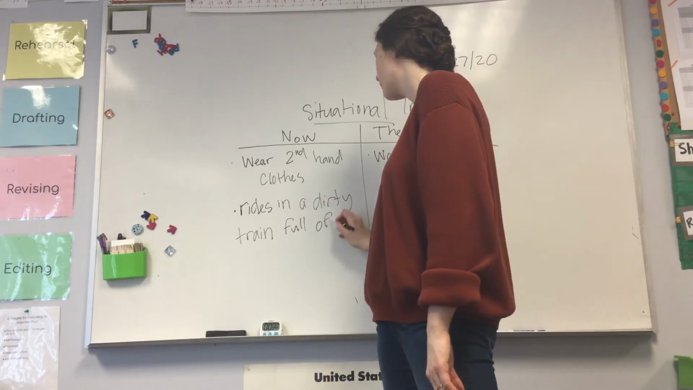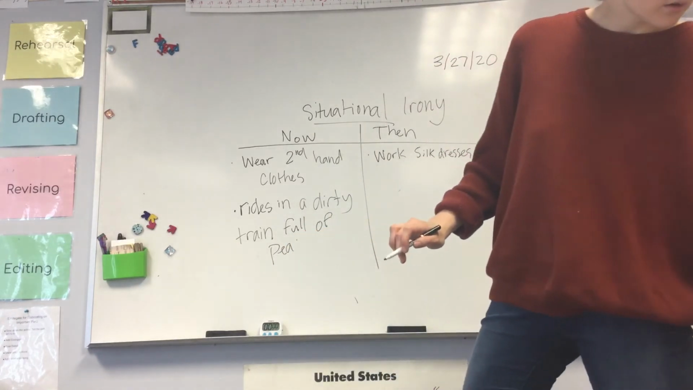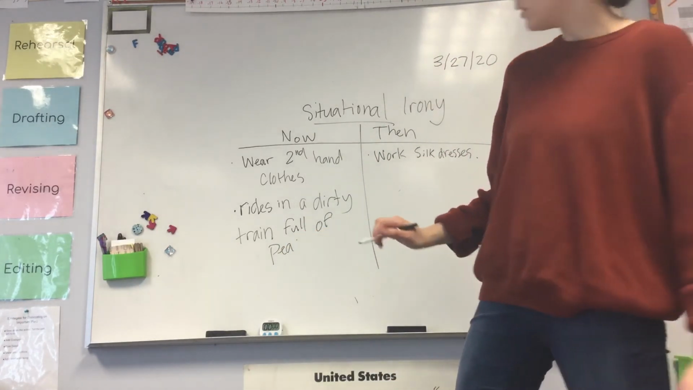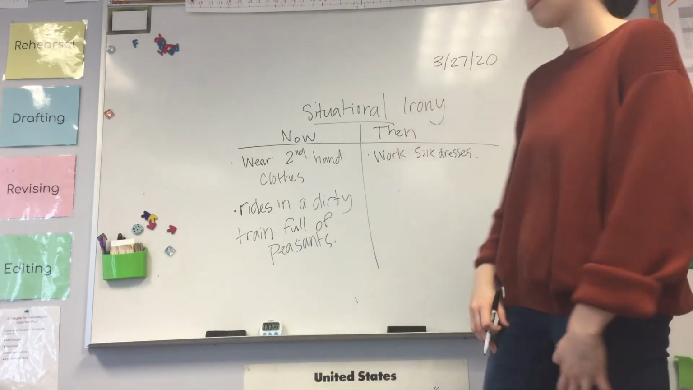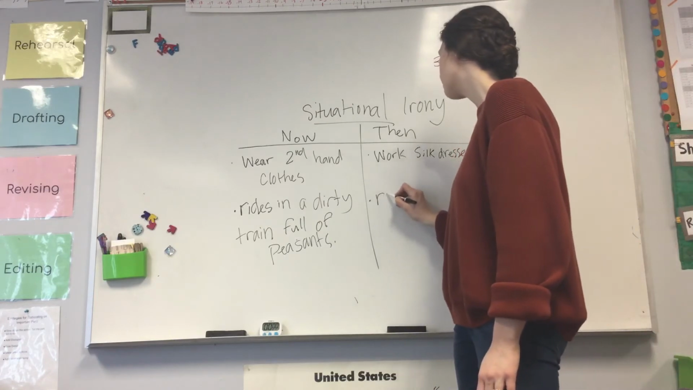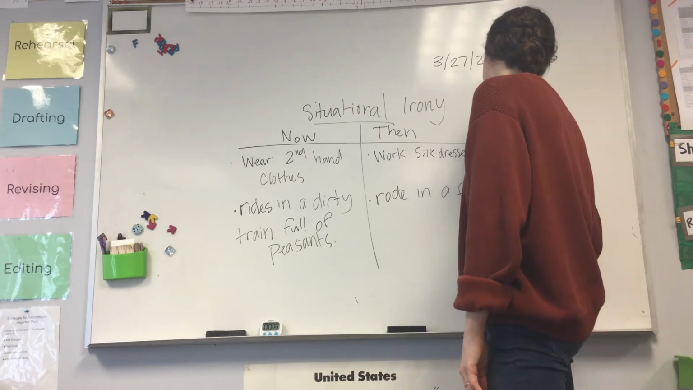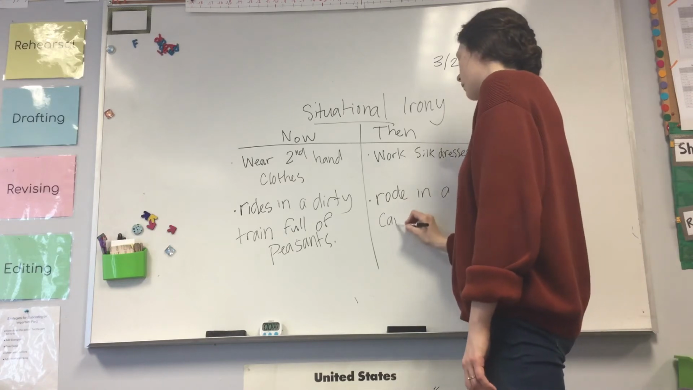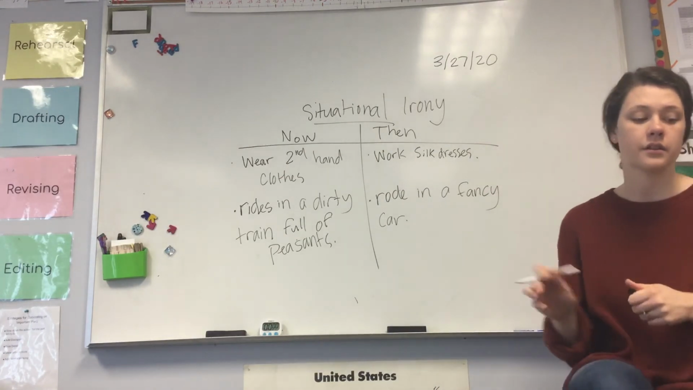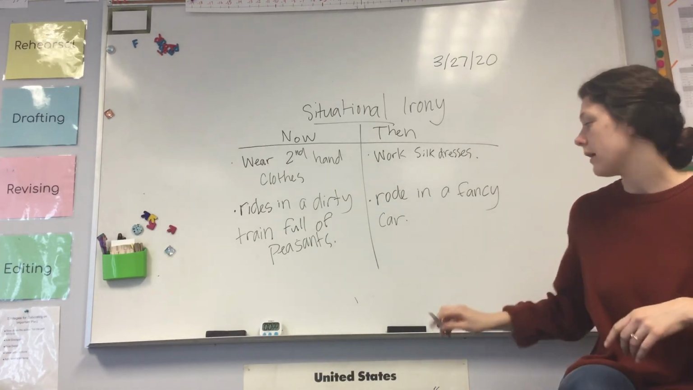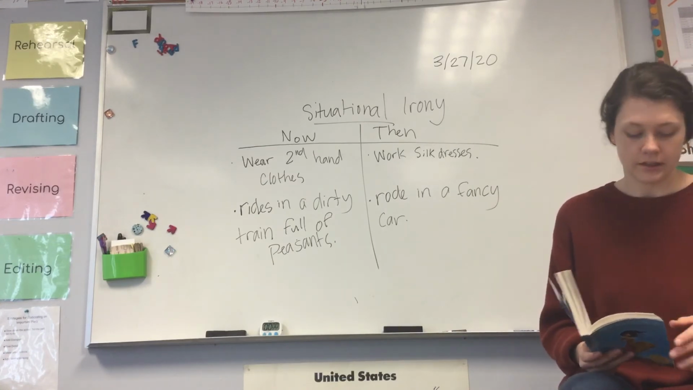full of peasants. I don't know how to spell that. Peasants. Peasants are like lower class people. And before, she rode in a fancy car. She rode with people like her in that fancy car, meaning people of the upper class. Okay, pause if you need to finish writing that down. Then we're going to pick up on page 67.